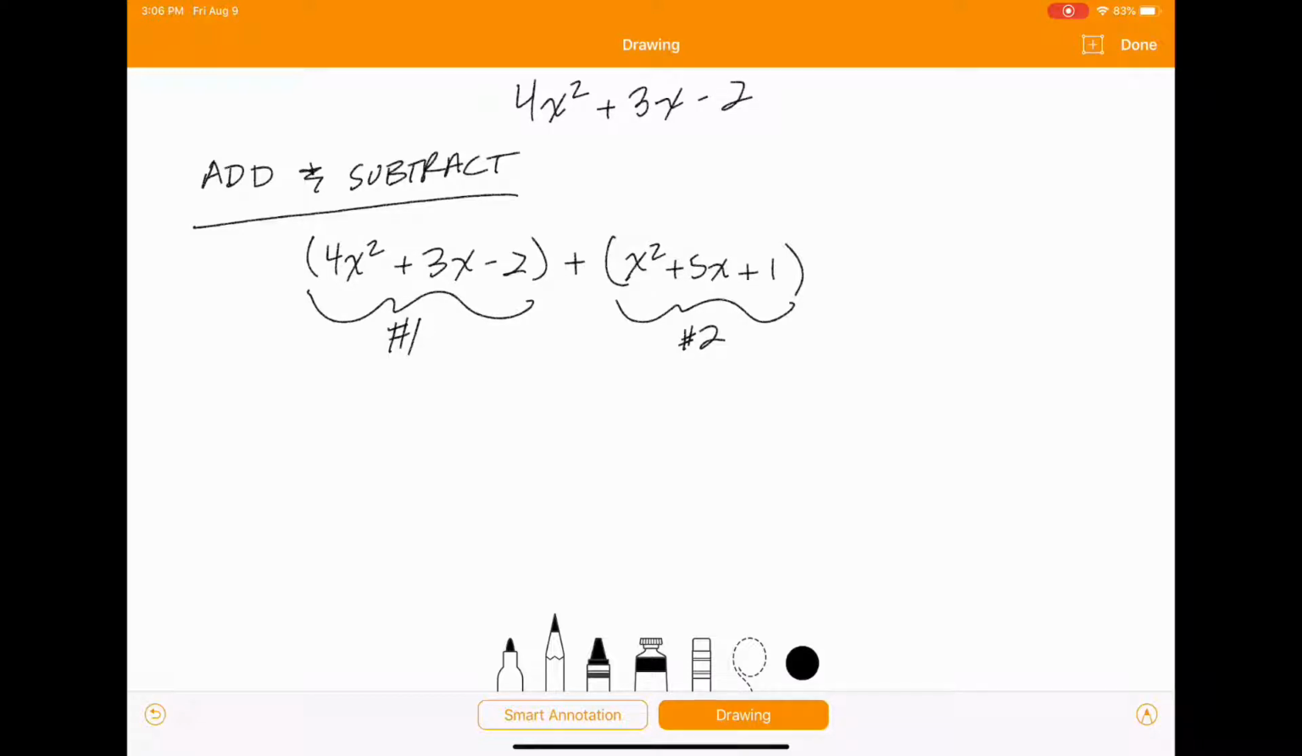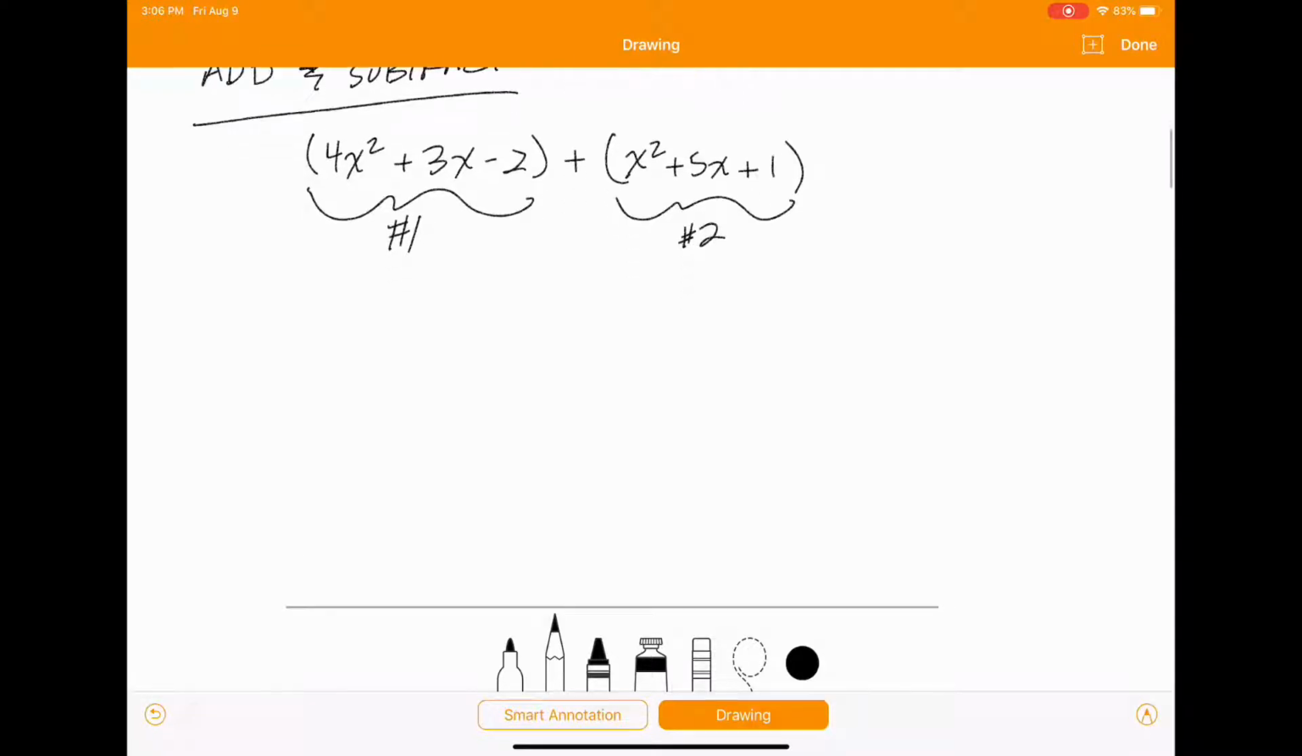You're going to set this up the way you would a regular addition problem. So you're going to line them up right above each other. So 4x squared plus 3x minus 2. And then we're going to stick the second one down here, but you want to line up your like terms.